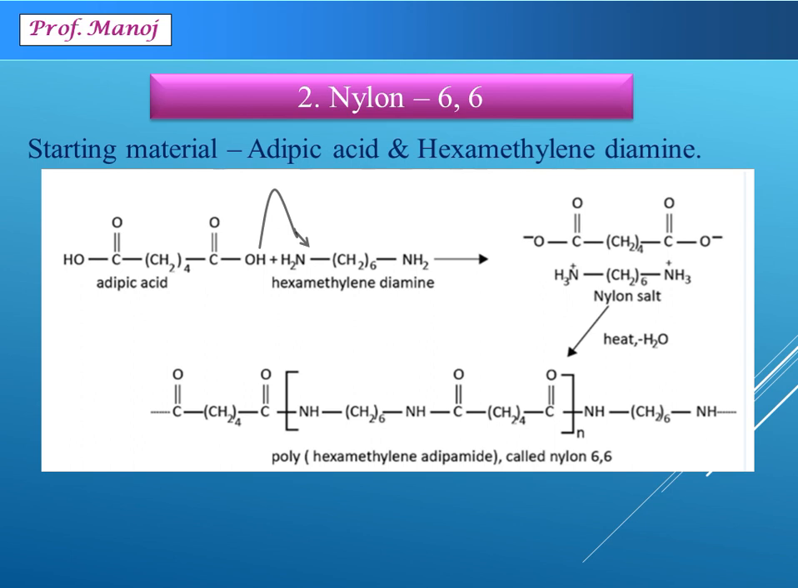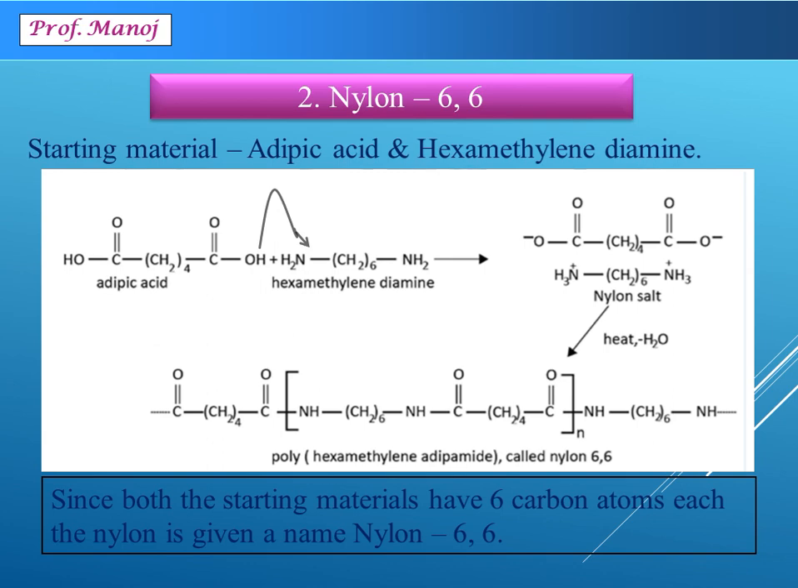Now you can see the adipic acid has lost both the hydrogen atoms. It has become COO minus 2 times. On the other hand, NH2 group has acquired hydrogen ion, so it has become NH3 cation. This nylon salt, when heated further, produces nylon 66.